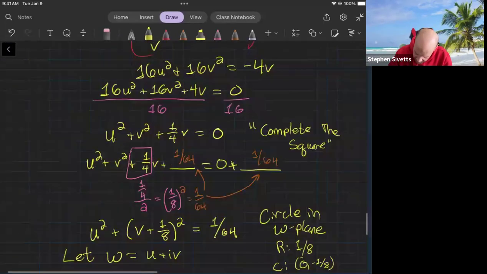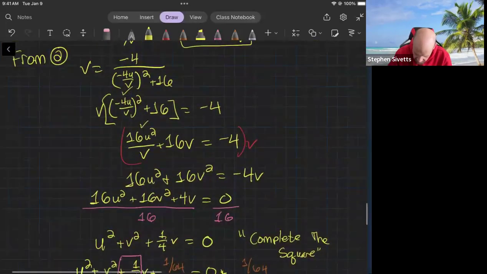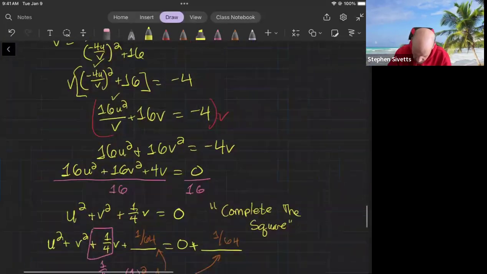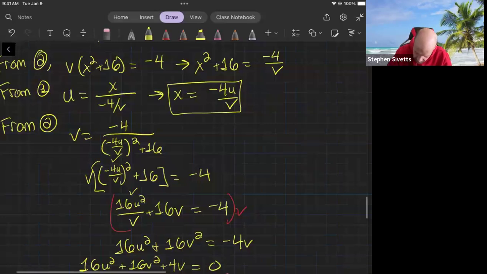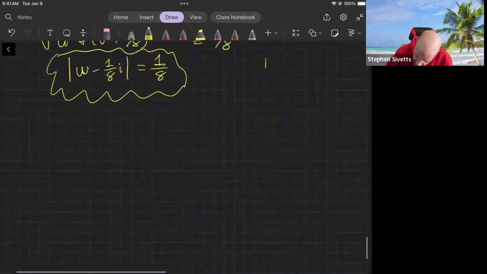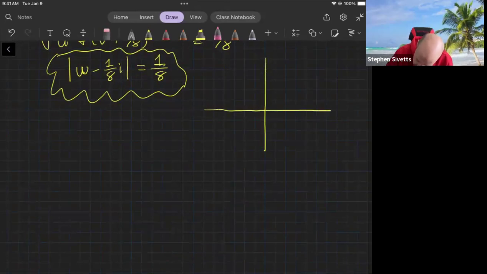So this is the image of the reciprocal function in the W plane. As you notice, we solved for x right here, which means that v can't be 0. So in the W plane, this point can't be 0, but nevertheless, we'll have a circle of radius 1/8.